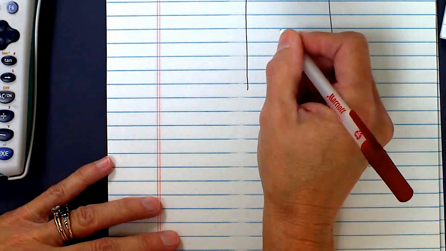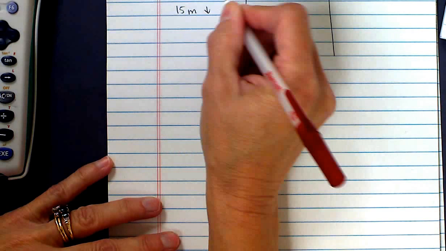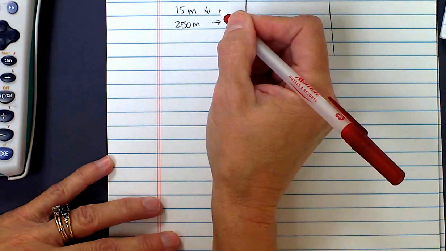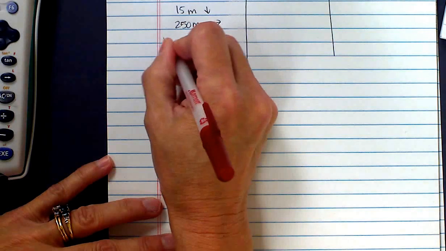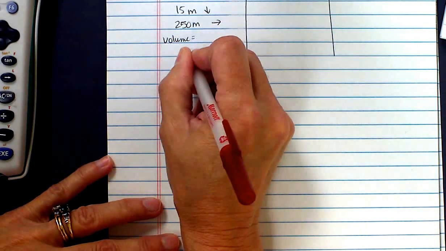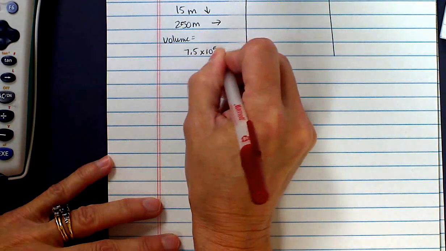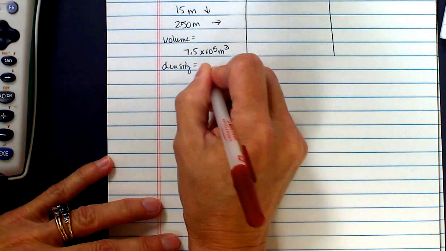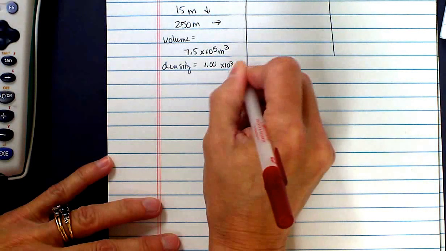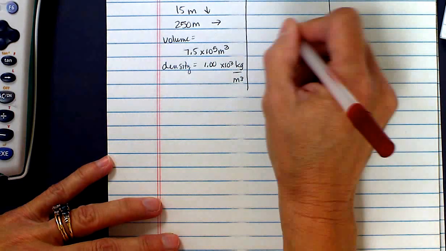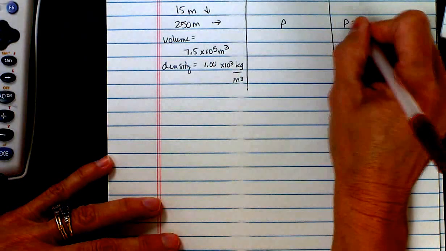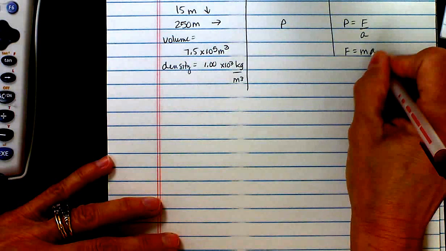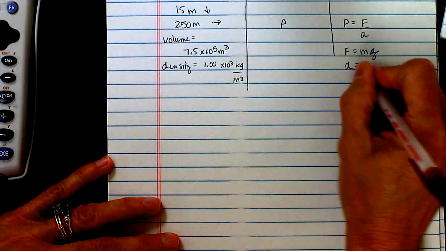So what do we know? 15 meters deep, 250 meters long. We know that volume equals 7.5 times 10 to the 5th meters cubed. And we know density is 1.00 times 10 to the 3rd kilograms per cubic meter. I want to know pressure. I know that pressure is force over area. I know that force is mass times acceleration due to gravity. And I know that density is mass divided by volume.